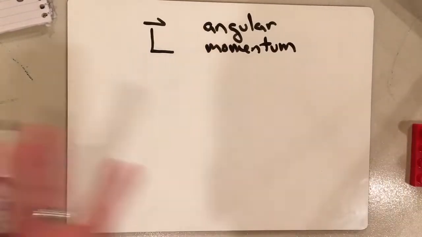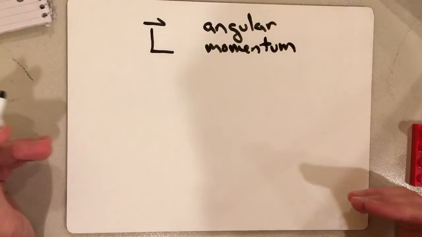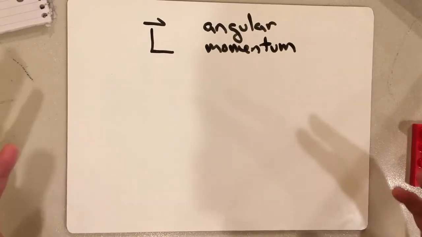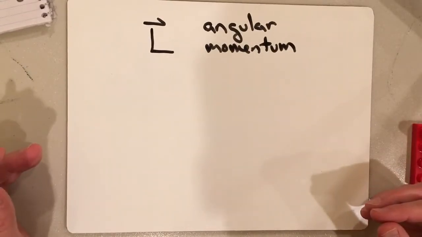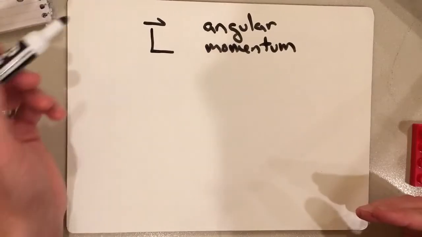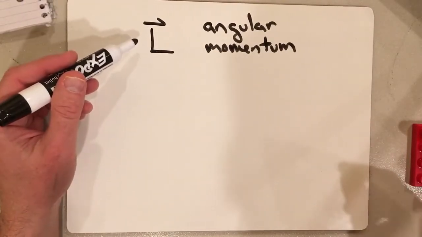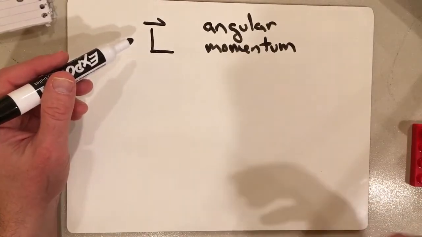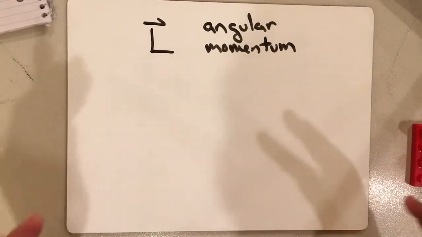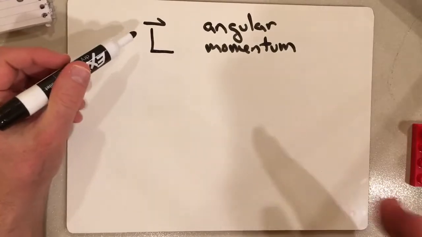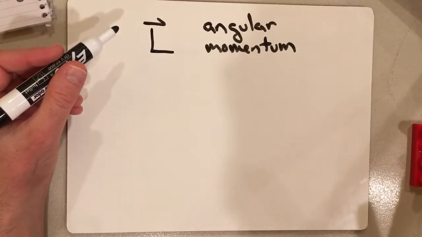And just like regular momentum, angular momentum must be conserved. The total amount of angular momentum in a closed system remains constant. And just like regular momentum, angular momentum is a vector. So direction matters. And that means for the whole system, the direction of the total angular momentum won't change.